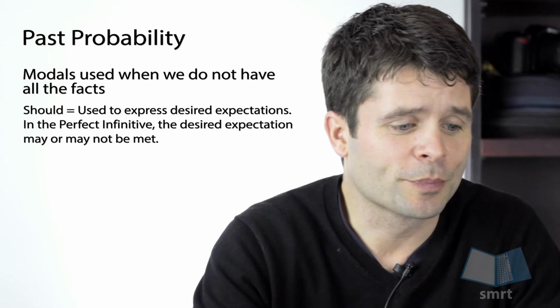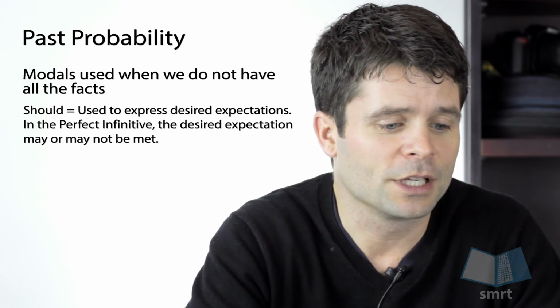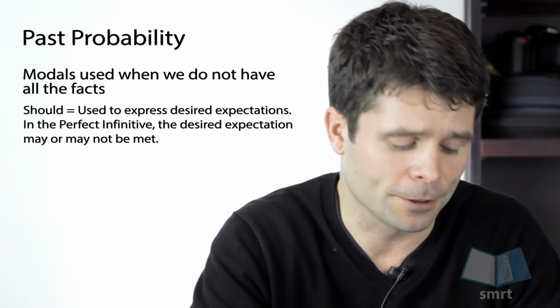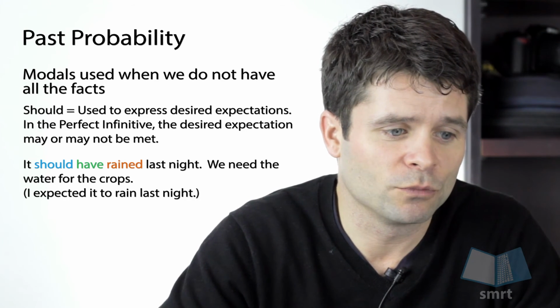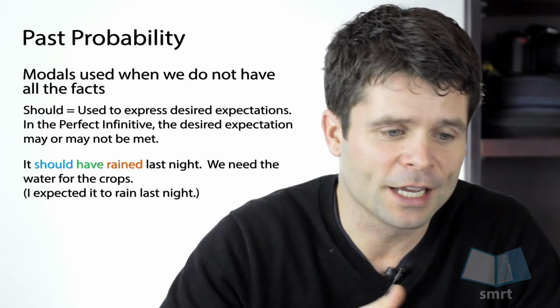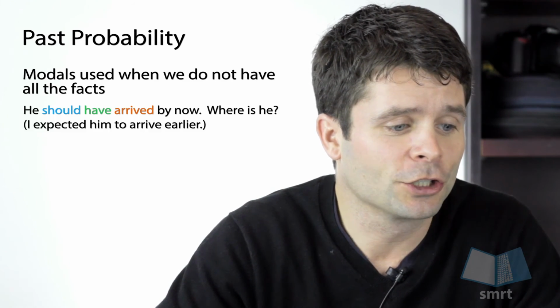Should is used to express desired expectations when we're talking about something in the future. In the perfect infinitive, the desired expectation may or may not be met. So I'm going to give you some examples here. It should have rained last night. We need the water for the crops. I expected it to rain last night. He should have arrived by now. Where is he? I expected him to arrive earlier.